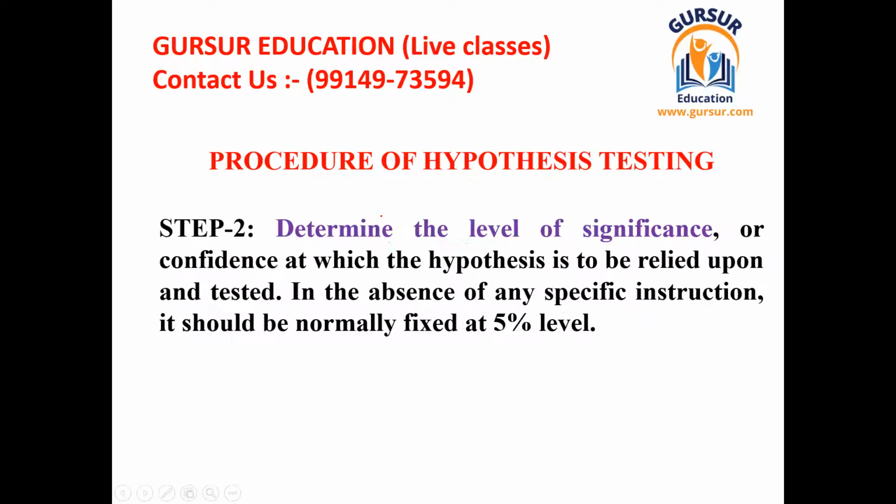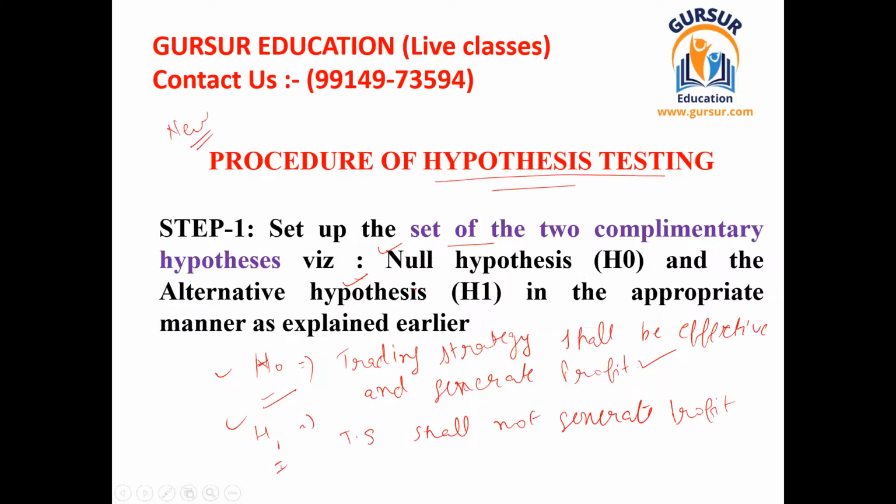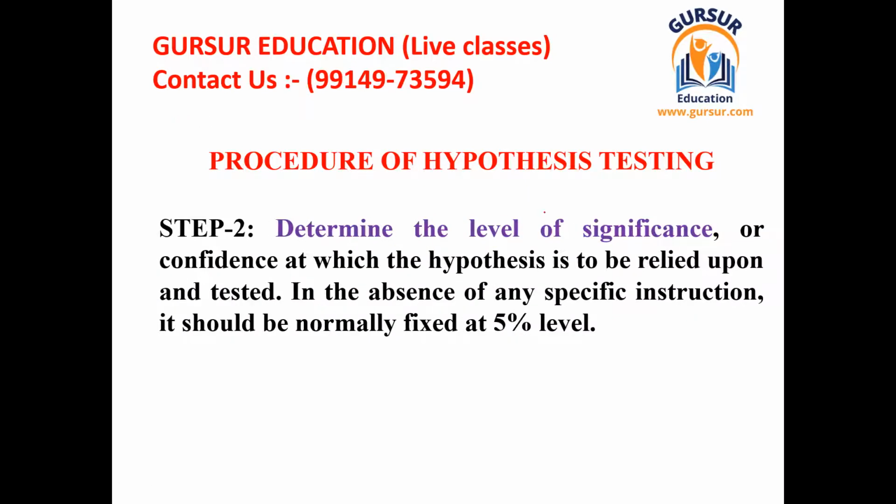The next one is you have to determine the level of significance. Yesterday we did that. I told you that you can never be certain about something at 100%. You can say only up to a level of 95% or 90% or 99% or 80% or anything, but we can never be certain about something to the level of 100%. So the first step was setting up two complementary hypotheses. The second was setting up a level of significance. You have to choose your level of significance.